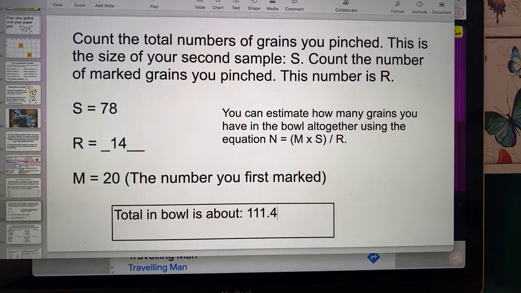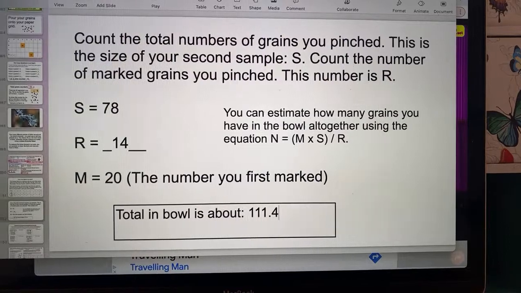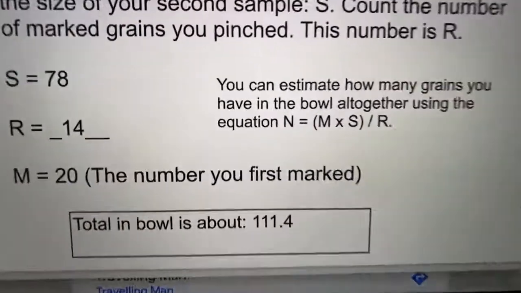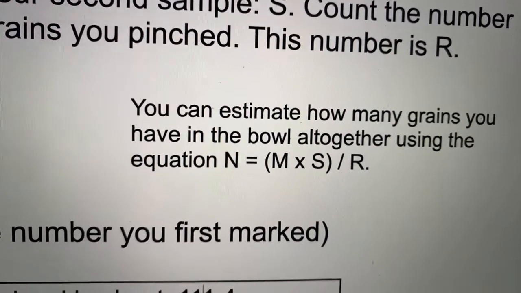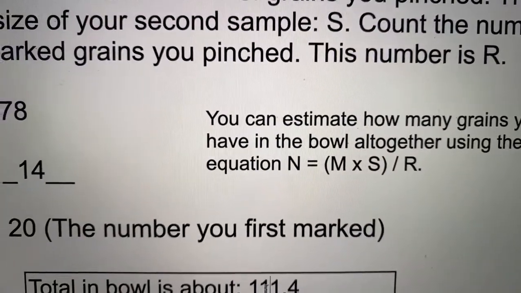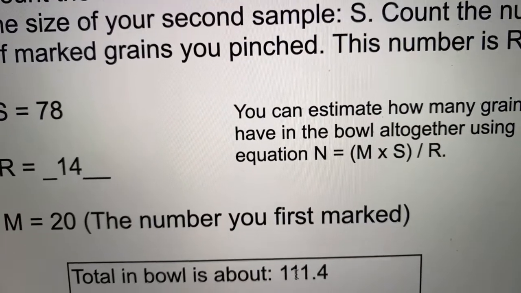Whew. So I know for a fact that there are 100 grains in my bowl, and I got 111. Very good. You will have a different number probably, and you probably don't know how many grains are in your bowl yet. You can count them at the end of the lesson and see what number you get. Yeah, so that equation, if you just want to quickly scribble it down if you're a bit behind, is M times S divided by R. But it's on a sheet on my Facebook group as well.